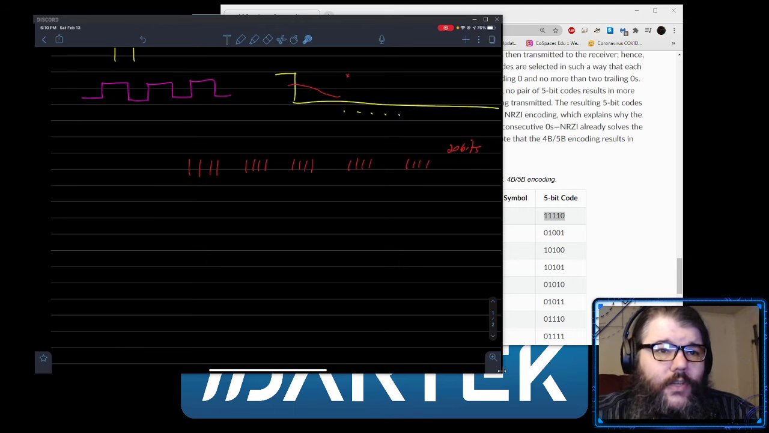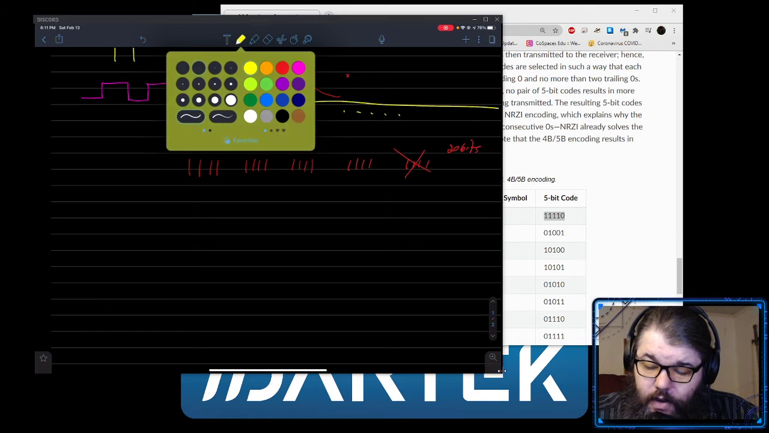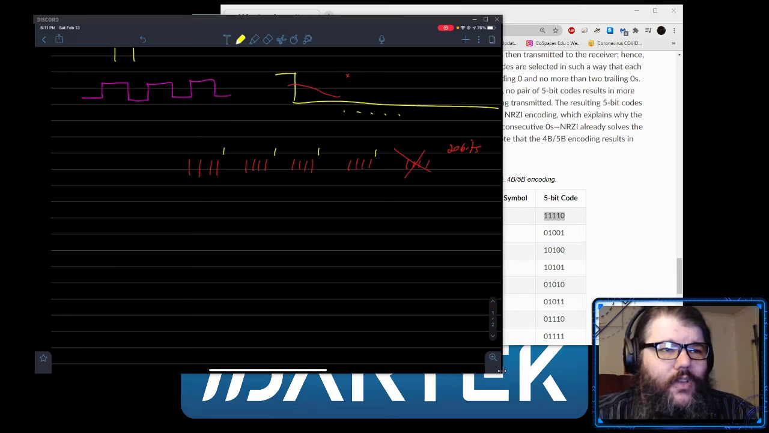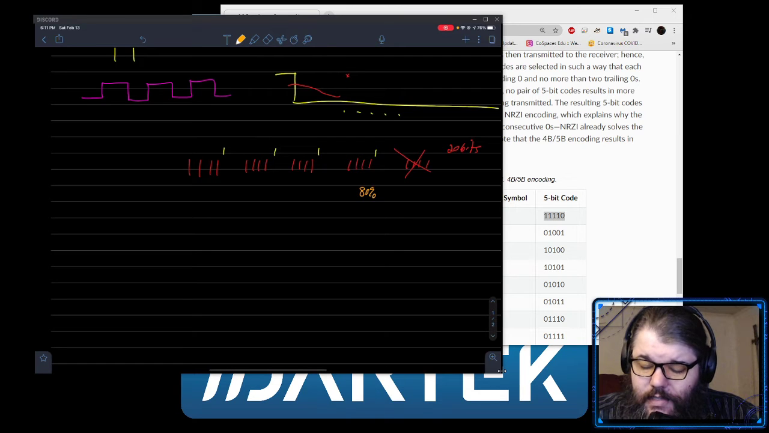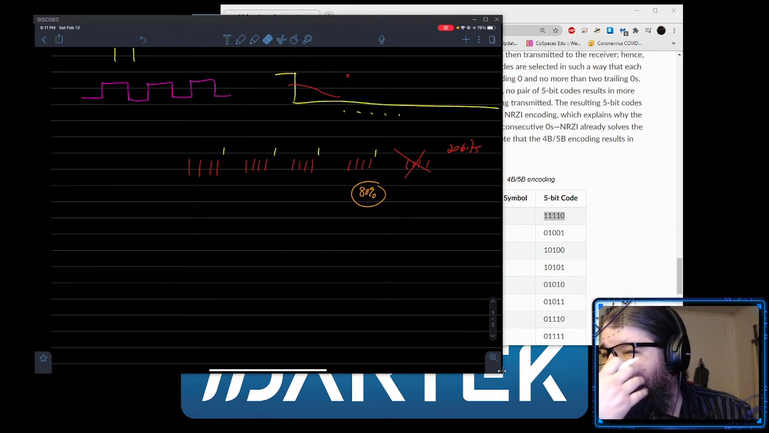But in this situation where you're using this 4-bit to 5-bit encoding, suddenly you transmit the same amount of information, but these 4 bits over here, you would end up having to transmit those as a 5th bit. So you kind of lose a little bit of your transmission rate. This is transmitting at like 80%. 80% of your data is real data, and the other 20% is this 5-bit encoding. So you lose a little bit of information there.